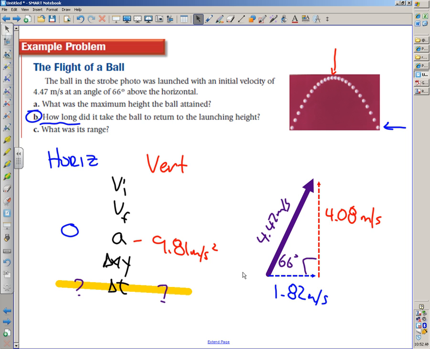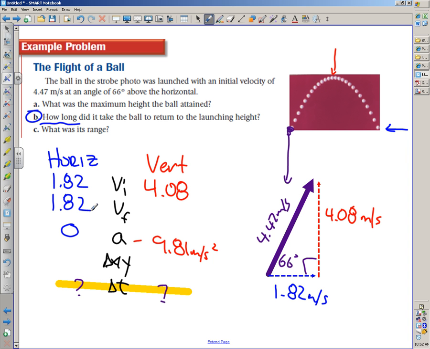This triangle that we found the component vectors of the initial velocity, we said that applies at the launching spot when it becomes a projectile. So, in this problem, even though now we're trying to find a time that relates to the entire flight, was there anything different about it at the beginning than there was at the beginning of the last problem? No. So this is still 1.82. This is still 4.08. And now we can still keep this as 1.82 as well.